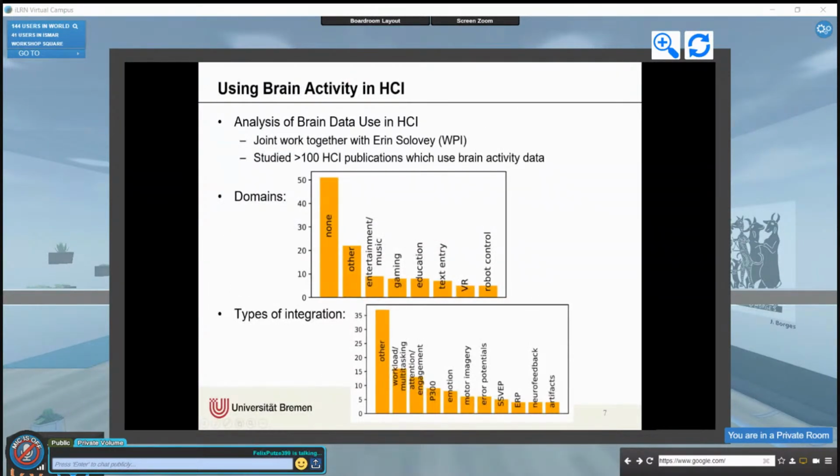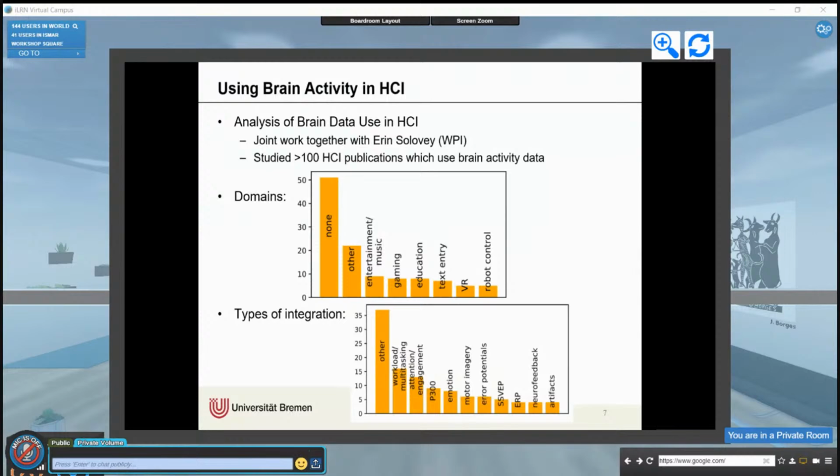So just for this introduction, just to give you an idea of what fields you can expect to see when you're looking at the combination of AR-based human-computer interaction and the measurement of brain activity. This is drawn from a small study I did together with a colleague, Erin Soloway, where we looked at how brain data is used in various HCI applications. What we see is that there's really a broad range of domains to which this is applied.